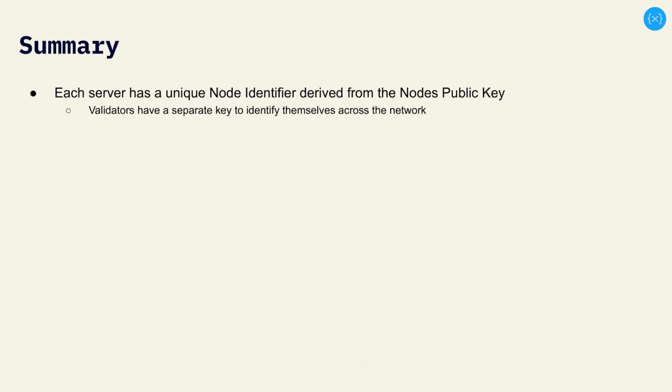Alright, so that was a deep dive into the XRP Ledger networking. Let's summarize what we've covered. First, each server in the network has a unique node identifier derived from the public key of that node. This identifier is then used to verify that the server is indeed who they claim to be. In addition, validators have a separate additional identifier that is derived from a completely separate set of public and private keys. This identifier is used to uniquely identify which validator produced which consensus messages.